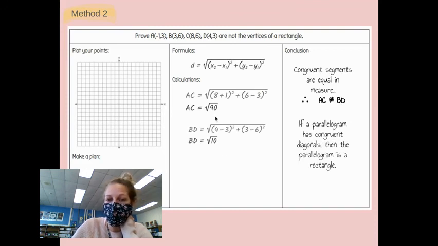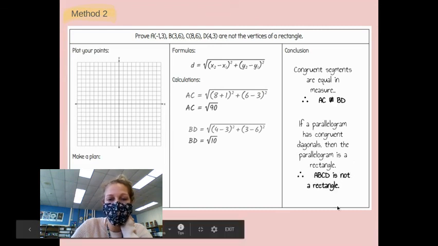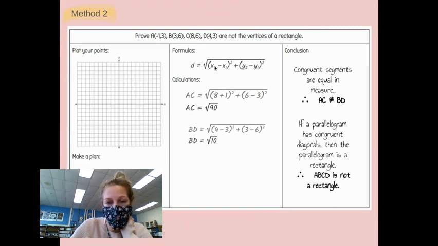And if a parallelogram has congruent diagonals, then that parallelogram is a rectangle. My diagonals are not congruent, so it is not a rectangle. And we are all set with the not proof.